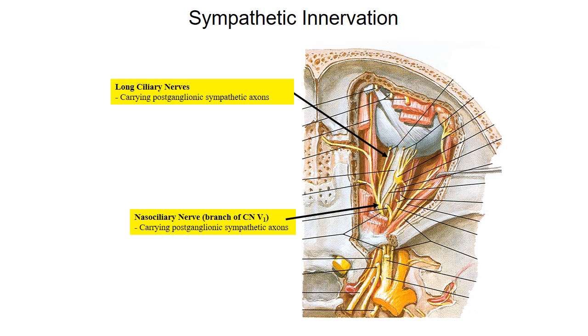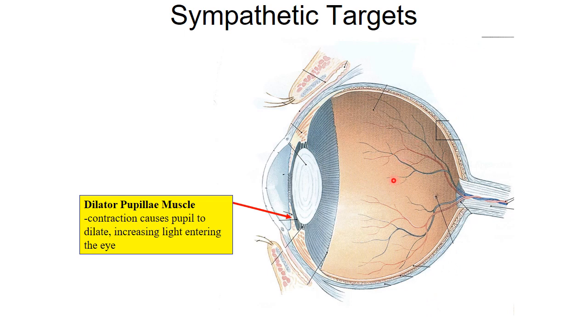And they're going to enter the eyeball to supply one target. And their target is the dilator pupillae muscle, a muscle that's oriented this way, radially within the iris. When that muscle contracts, it's going to make the pupil bigger. And so this is the muscle that dilates the pupil, and again, that's something that happens under sympathetic control. So the pupil will dilate when there's not enough light entering the eye, or for far vision. If we're trying to look out across a long distance, our pupil will dilate to allow more light in. All that's under sympathetic control.